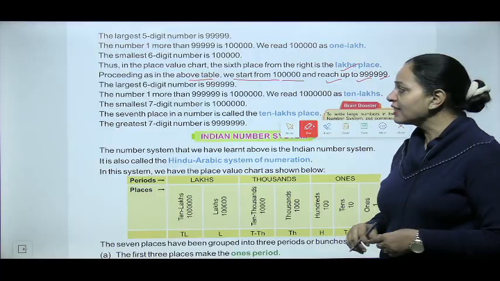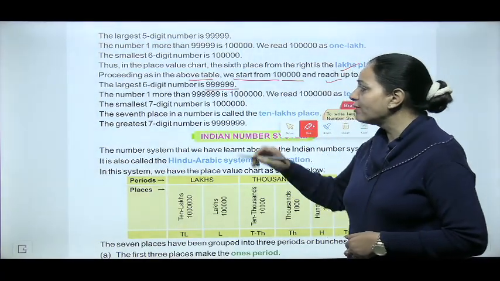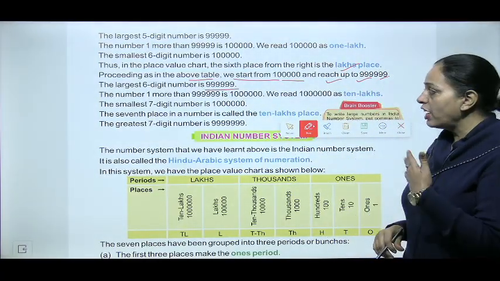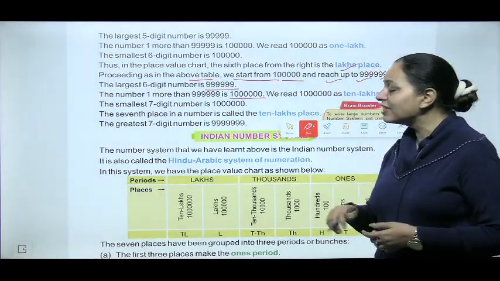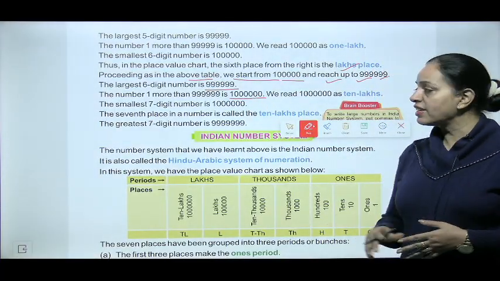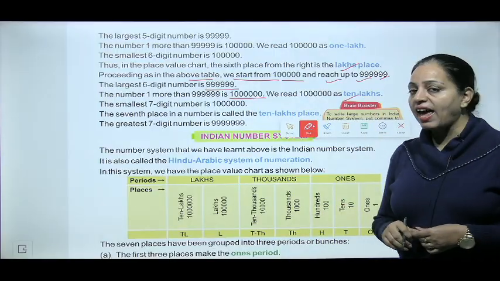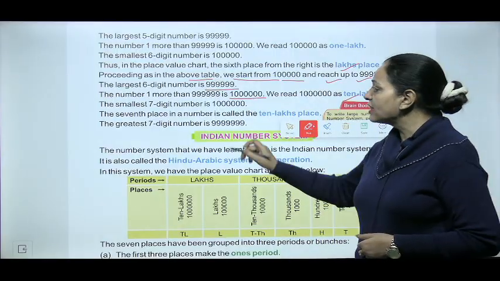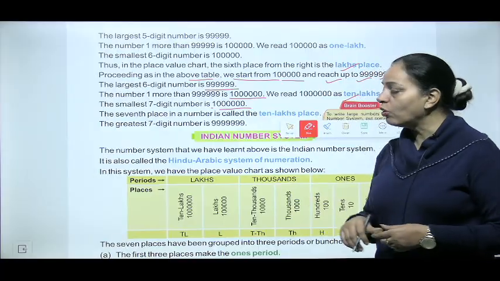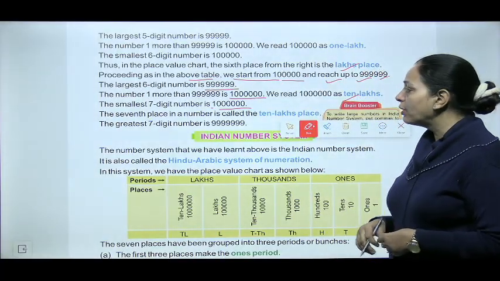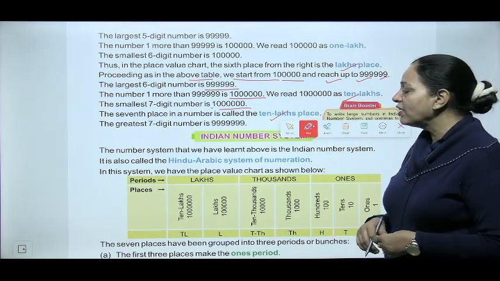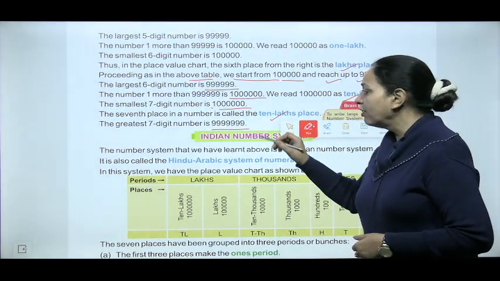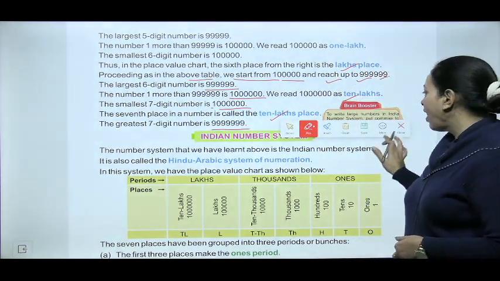The largest 6-digit number is 999,999. And if we take 1 more than this number, we get 1 and 6 zeros. And how can we read it? This is read as 10 lakh. So the smallest 7-digit number is 10 lakh. The 7th place in a number is called the 10 lakh place. And the greatest 7-digit number is here, 9,999,999.